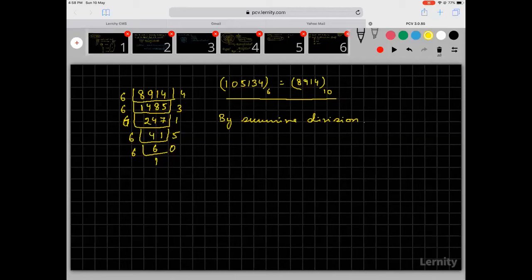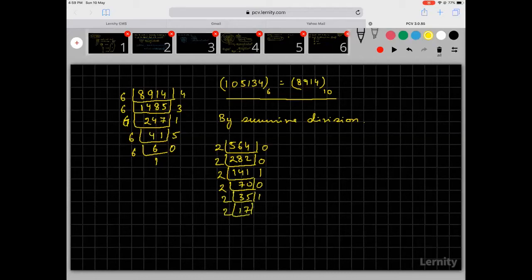Okay, then suppose I have a number 564. I want to convert this to the base 2. I divide it by 2. I'll get 282, remainder 0. Again divided by 2, 141, remainder 0. Again divided by 2, 70, remainder 1. Again 2, 35, remainder 0. Again 2, 1 is the remainder, 17.